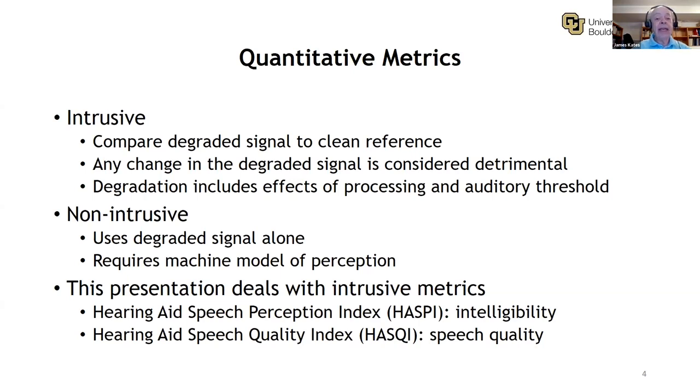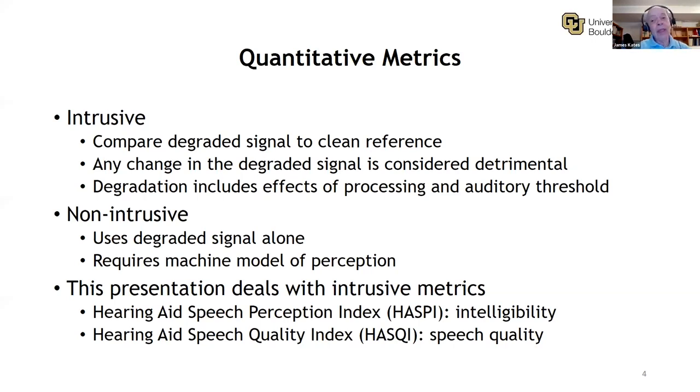But when we say degradation and signal change, we have to include not only the effects of the signal processing, but how that processing interacts with the auditory threshold. So if speech sounds fall below threshold in the impaired ear and we are amplifying them above threshold, that may benefit our metric in the same way, hopefully, that it benefits the hearing impaired listener.